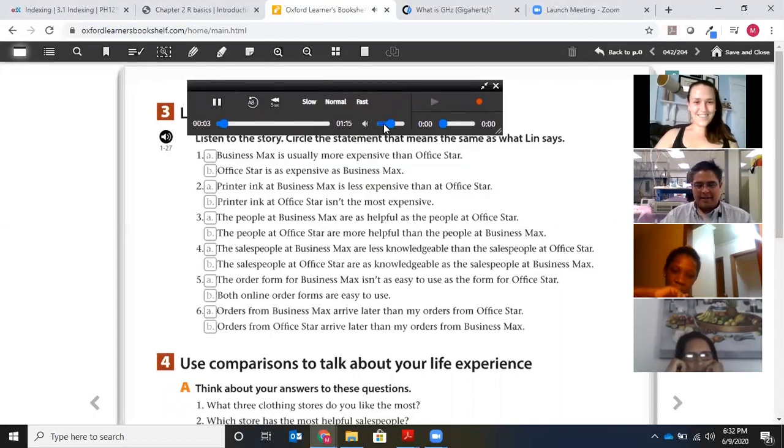Page 42, Lesson 3, Grammar. Can you guys see that?